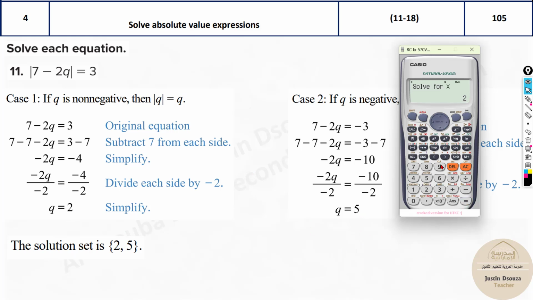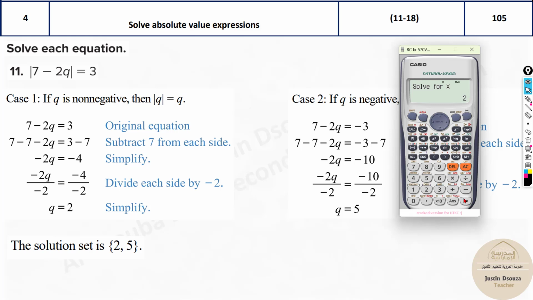Doesn't matter. I'll clear the calculator and try it again. I will press shift, absolute, again the same thing, minus 2x equals 3. Shift and solve. The answer is 2 itself, right?